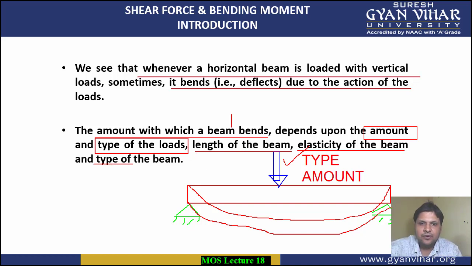All right, the first was what? First was the amount of load. Second was the type of load. Third was the length of the beam. Fourth was the elasticity of the beam. And lastly, the type of the beam. Type of the beam, I have already explained you about the different types of beam: cantilever beam, simply supported beam, fixed beam. All right, these all I have told to you already.